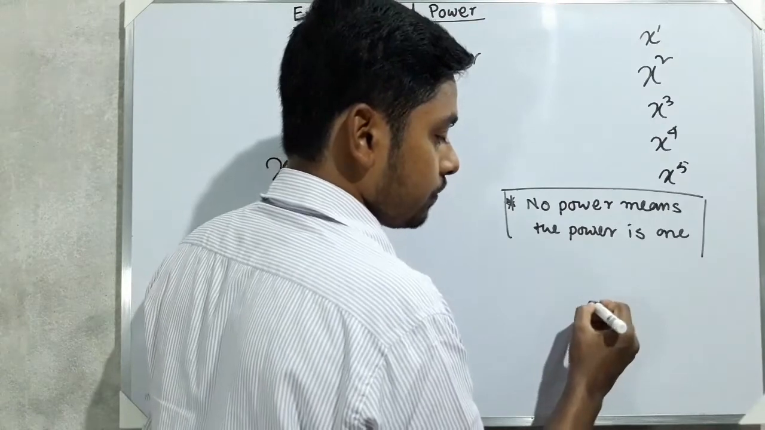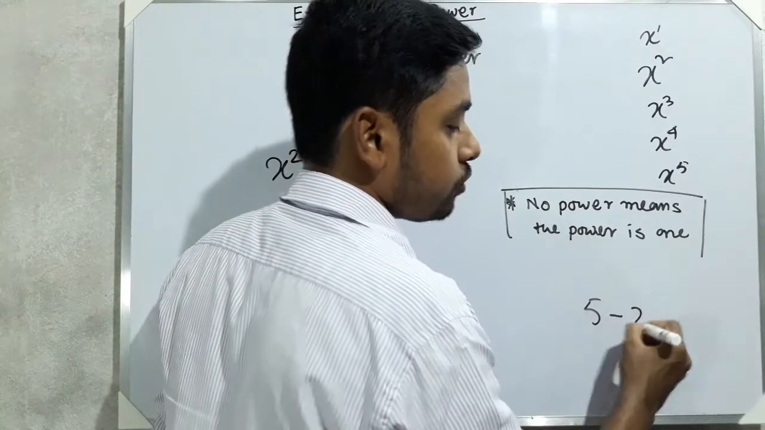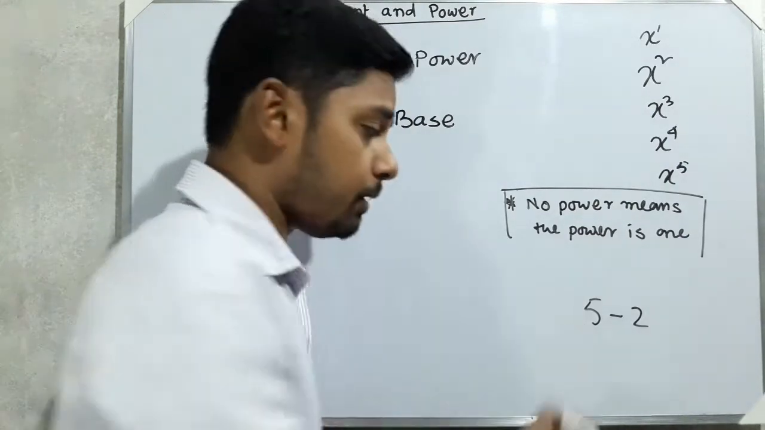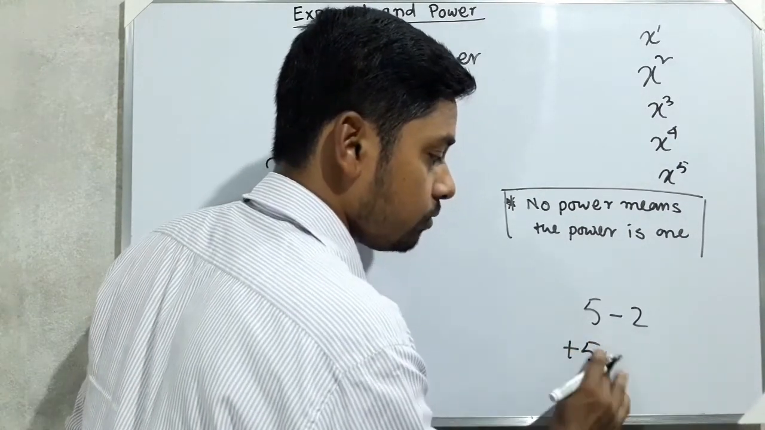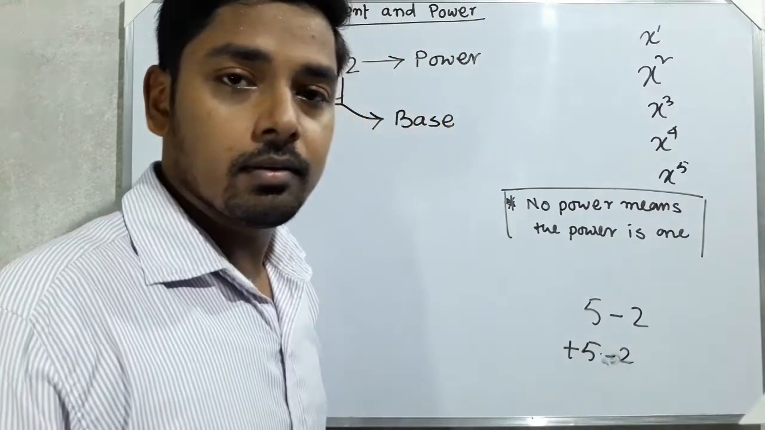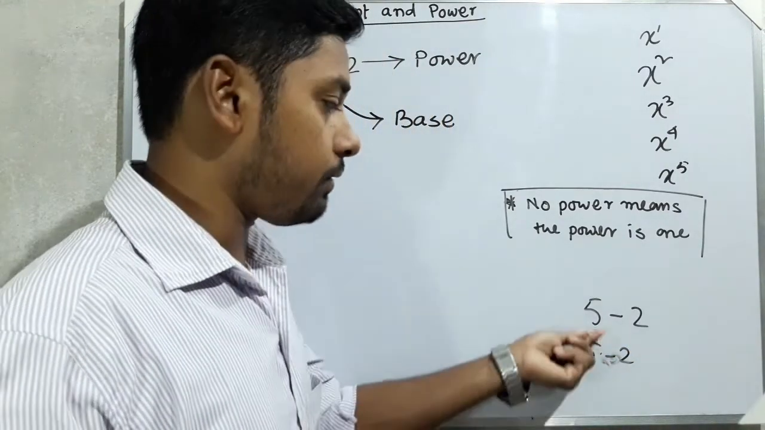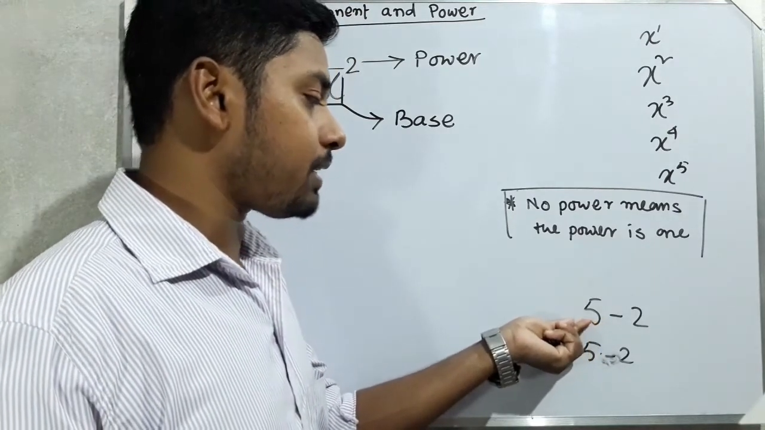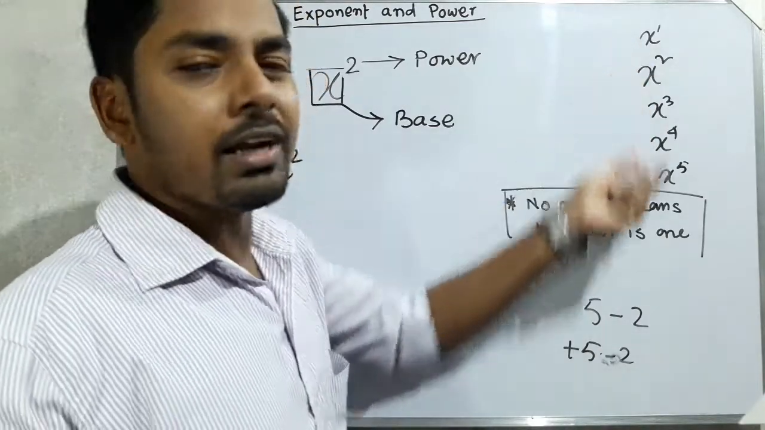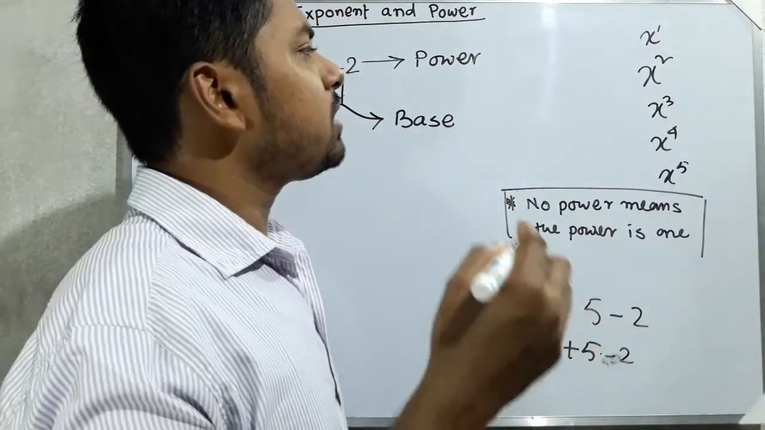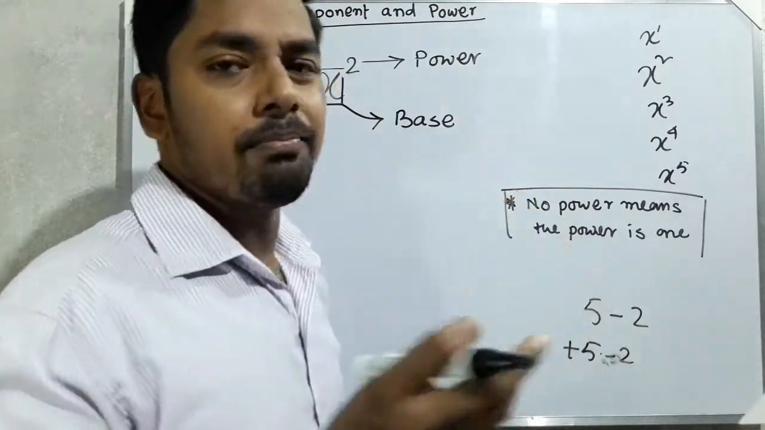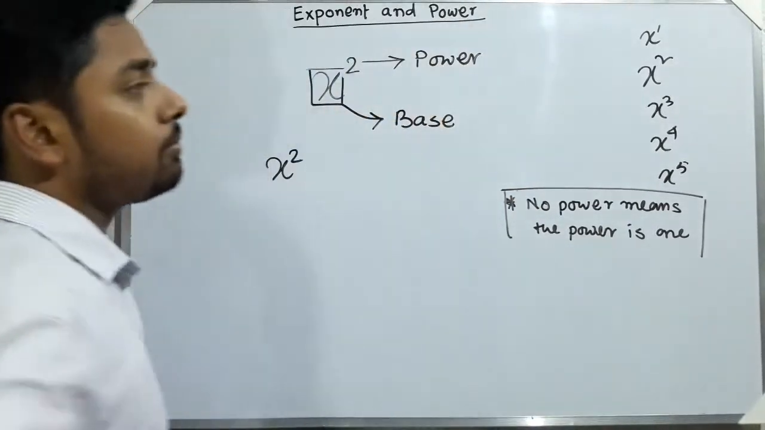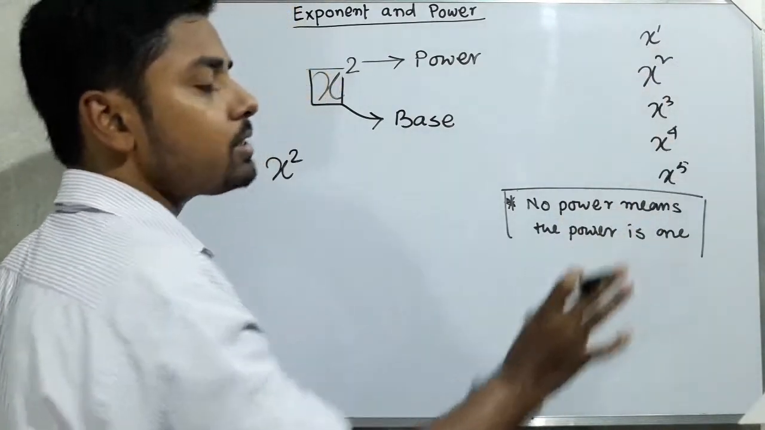Suppose 5 minus 2. Before 5 there is no sign, which means we have to think it is a plus sign, but we don't write like this, plus 5 minus 2, because the first number, the starting number, doesn't get a plus sign before it. If you write it, there's no problem, but it looks like bad manners. So you will not write it. You only have to think that when the power is nothing, the power is 1.